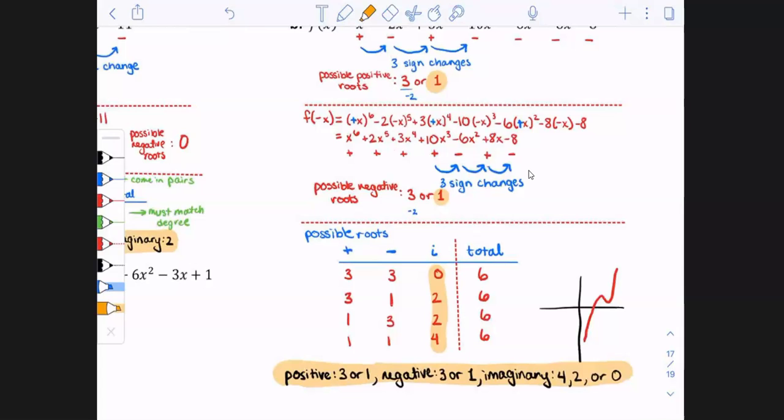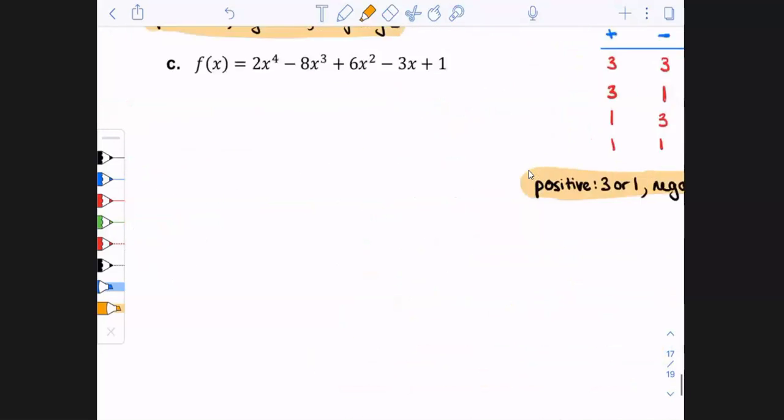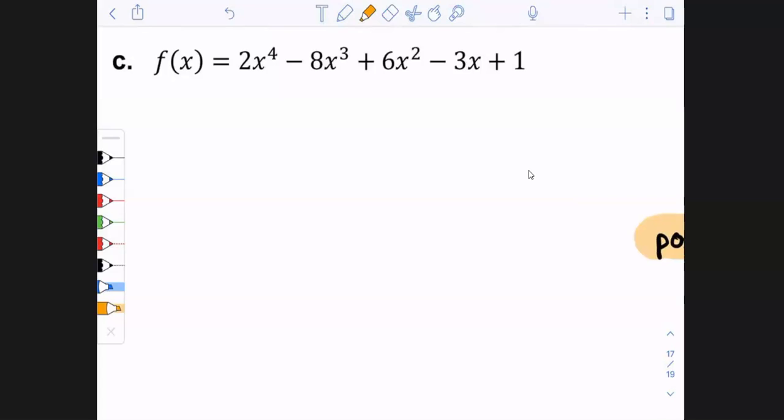All right, let's do one more example together, and then I will set you free on your homework. So part C, again, to find our possible positive roots, just look at the signs. 2x to the 4th is positive, negative 8x to the 3rd is negative, 6x squared is positive, negative 3x is negative, and then this is positive. Lots of sign changes here. So there's 1 change, 2 changes, 3 changes, 4 possible changes here. So 4 sign changes.